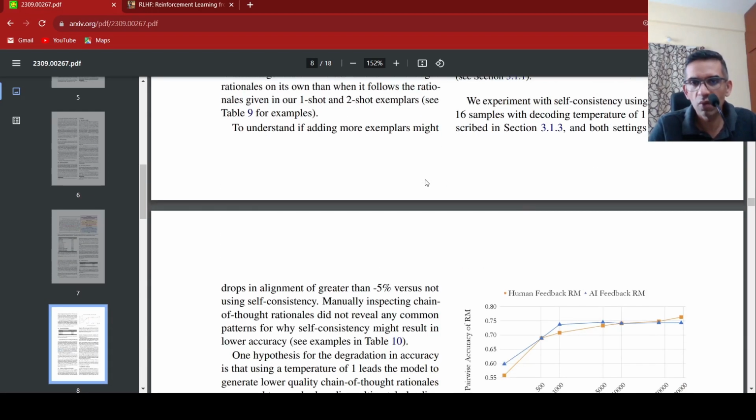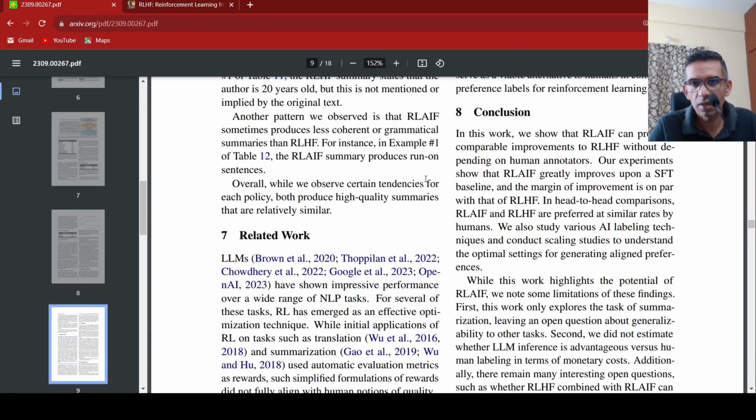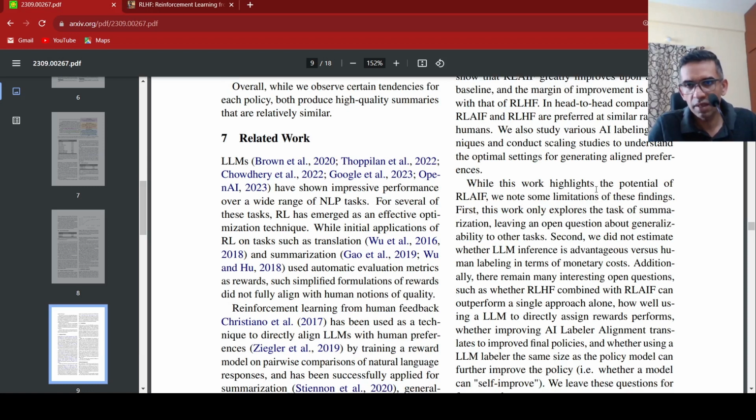Okay, now if you were to look at their conclusion, there are some interesting points over here when I looked at the conclusion. So what they are saying is that this work highlights the potential of reinforcement learning with AI feedback, but there are some limitations. It only explores the task of summarization. So the other open question about generalizability to other tasks is something which needs to be worked out in the future. And they have not measured whether LLM inference is advantageous versus human labeling in terms of monetary costs, which is cheaper, human labeling or LLM inference. So that they have not measured.